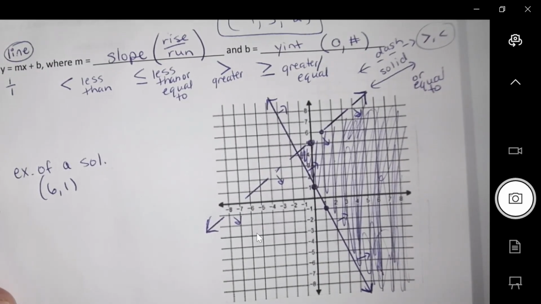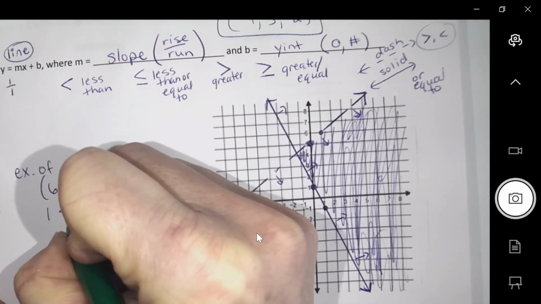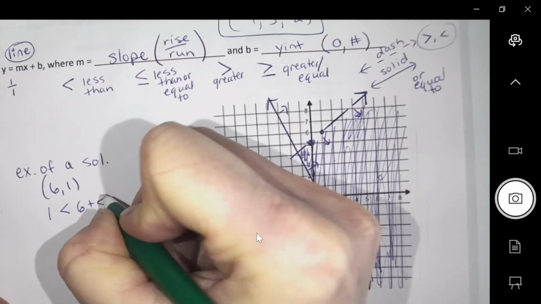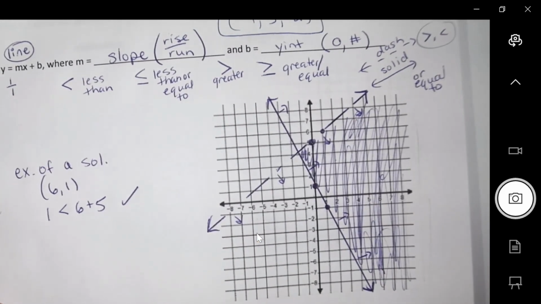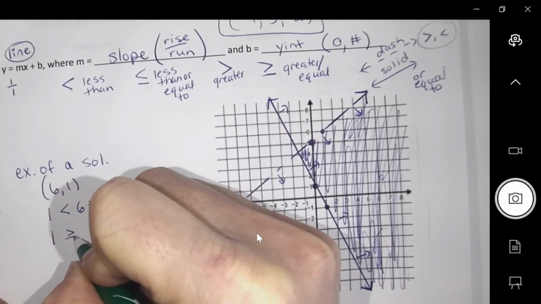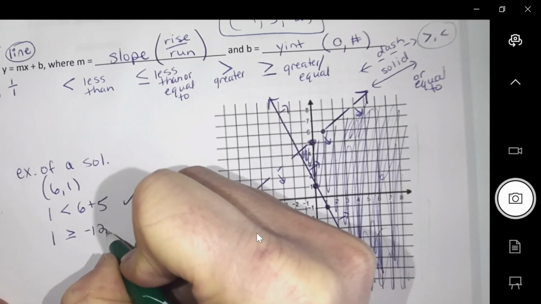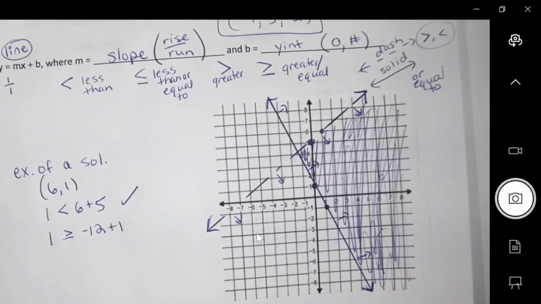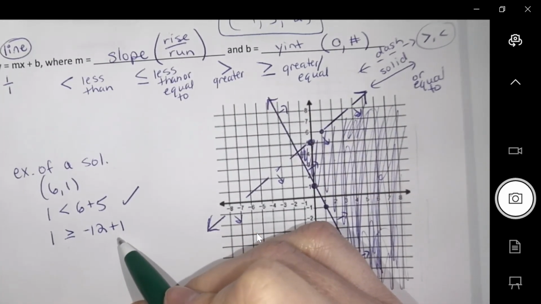Okay, ready? I'm going to plug this in. So y, 1, is less than 6 plus 5. Is that true? Yep. Is 1 greater or equal to, when I plug 6 in there, I would get -12 plus 1. Is that a true inequality statement? Would 1 be greater than that value? Yep.